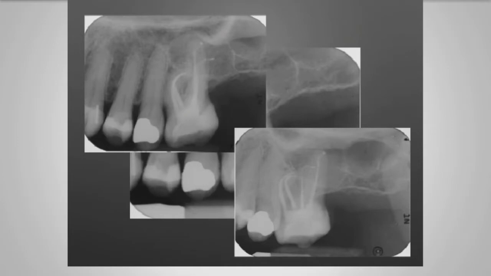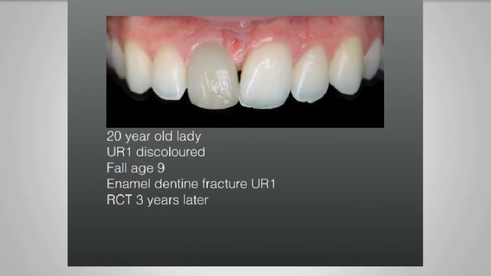Trauma cases, well, this is quite a complicated case. A 20-year-old lady with a discoloured front tooth. Obviously, you want to treat this conservatively. You don't put crowns on teeth like that. It's a nice tooth. It's just a very darkened colour.